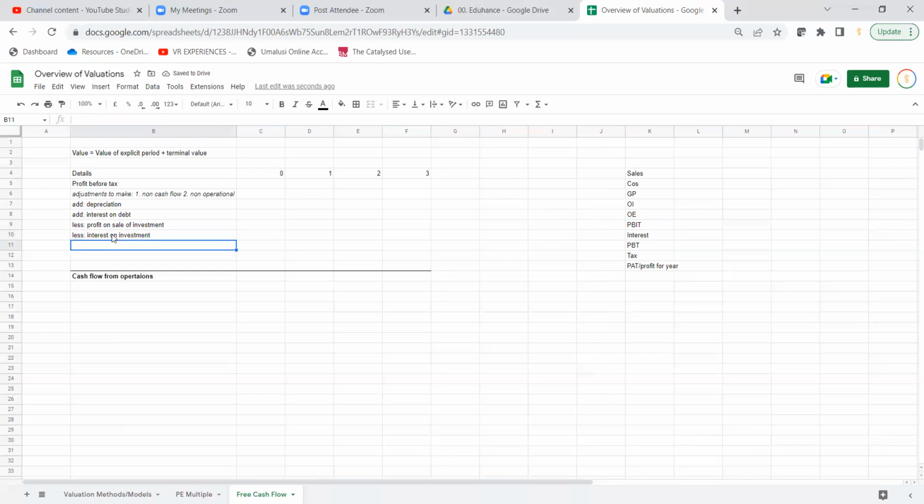So what you want to take note of is the following: you want to ask yourself, including that profit before tax number, what is a non-cash flow item and what is a non-operational item? If it's a cost or an income that relates to a financing decision, or if it's a cost or an income that relates to an investment decision, we don't want it. We only want operational cash flow. And if it's a non-cash flow item, you must also remove it.